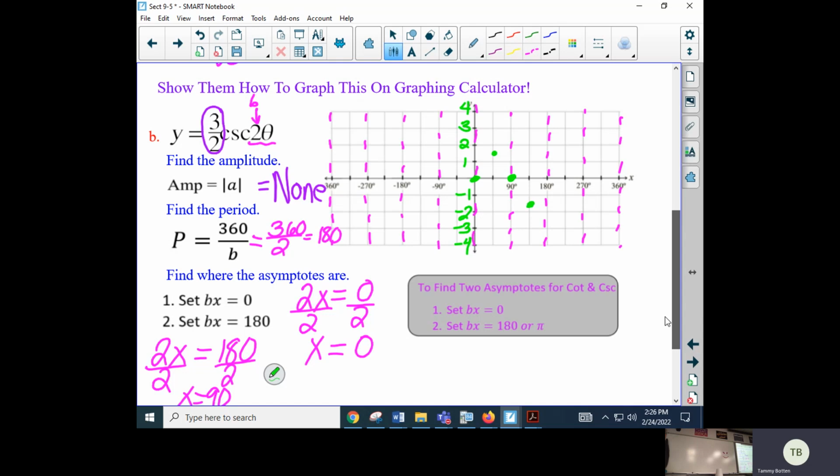So it would come down to 3/2 here. It would go back to 0. Then it would go up to 1.5 or 3/2, back to 0, down to 1.5, back to 0. And so it would look like this. And then if we continued that, you'd have something like that.